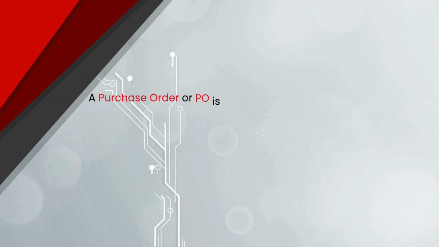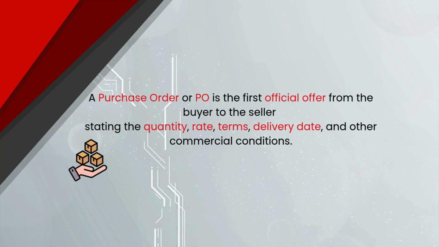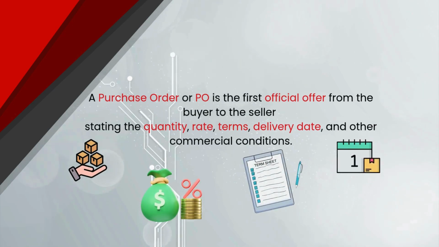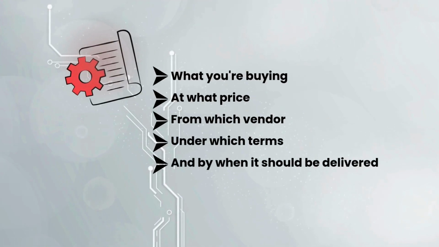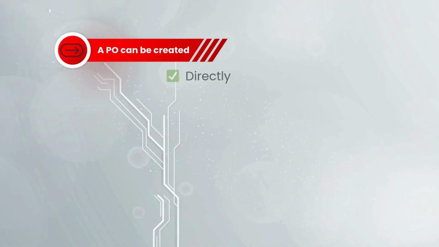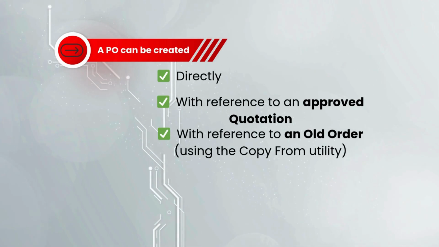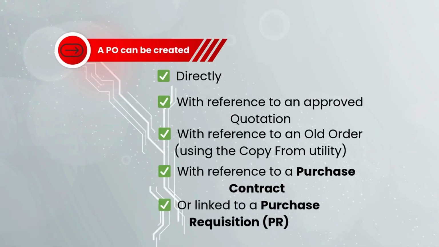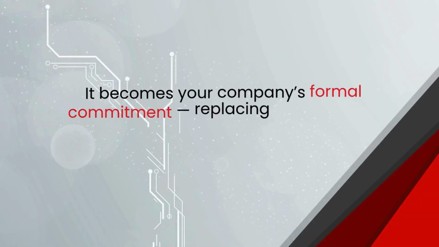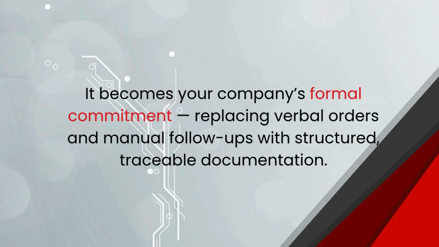A purchase order, or PO, is the first official offer from the buyer to the seller, stating the quantity, rate, terms, delivery date, and other commercial conditions. This document confirms what you're buying, at what price, from which vendor, under which terms, and by when it should be delivered. A PO can be created directly, with reference to an approved quotation, with reference to an old order using the copy from utility, with reference to a purchase contract, or linked to a purchase requisition (PR). It becomes your company's formal commitment, replacing verbal orders and manual follow-ups with structured, traceable documentation.